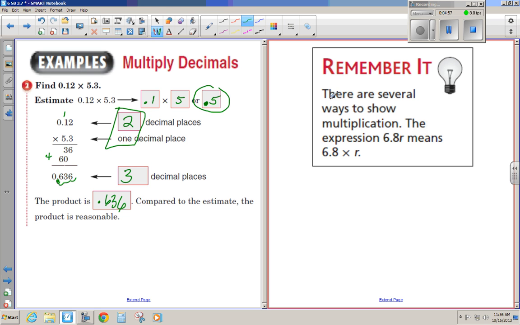So remember this. There are several ways to show multiplication. The expression 6.8r means 6.8 times r. There's other ways. It can be 6.8 with a big dark dot, r. That's multiplication. It can be 6.8 with parentheses, r. That's multiplication. 6.8 r, like it says above. And all of this is 6.8 times r. All of them mean you're multiplying.